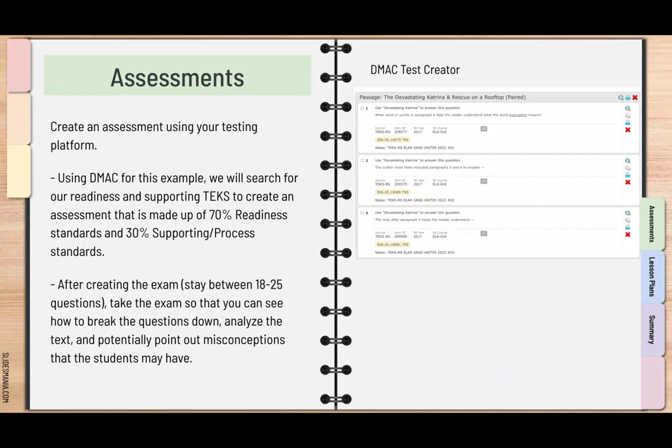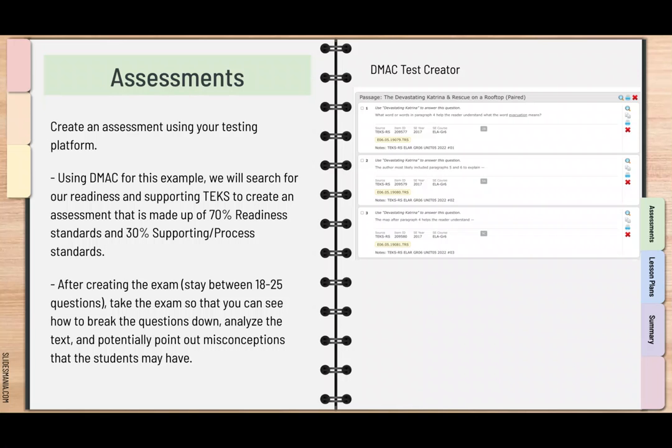You are going to take the exam so that you can see how to break the questions down, analyze the text, and potentially point out misconceptions that the students may have. By taking the exam, you are exposing yourselves to the rigor that the students will be faced with, and you are going to be able to deviate lessons that help support the skills that your students need for the assessment. So on the next slide, we're going to be looking at the DMAC test creator.